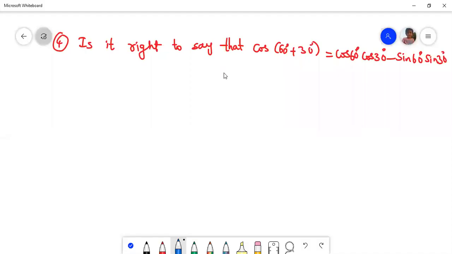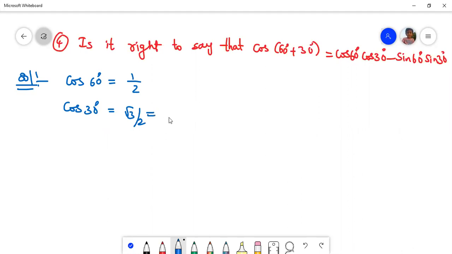The continuation of the 11.2 exercise. The fourth problem: is it right to say that cos of 60 degrees plus 30 degrees is equal to cos 60 degrees cos 30 degrees minus sin 60 sin 30? First, from the table, we can write the values. Cos 60 is 1 by 2. Cos 30 degrees is equal to root 3 by 2.